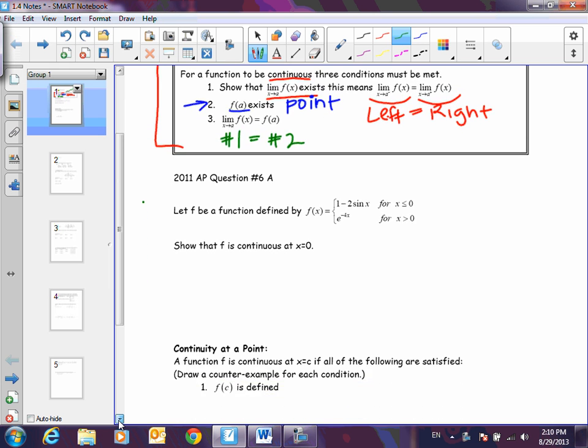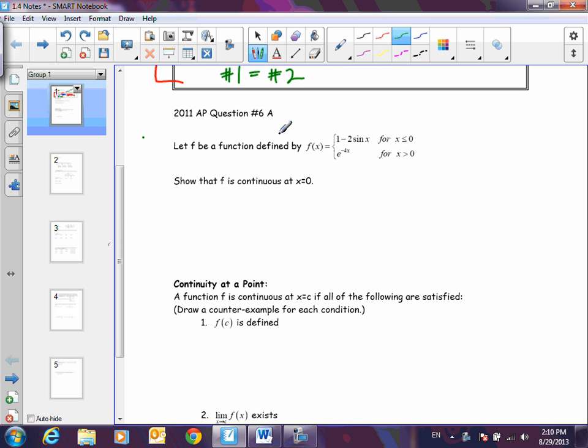Okay, so here we have 2011 AP question number 6 that has to do with continuity. So we have this function, it's a piecewise function, so there's a possibility it's not continuous, right? It could jump from one piece to the next. We've got to show that f is continuous at x equals 0. So what we've got to do is check out those three things.